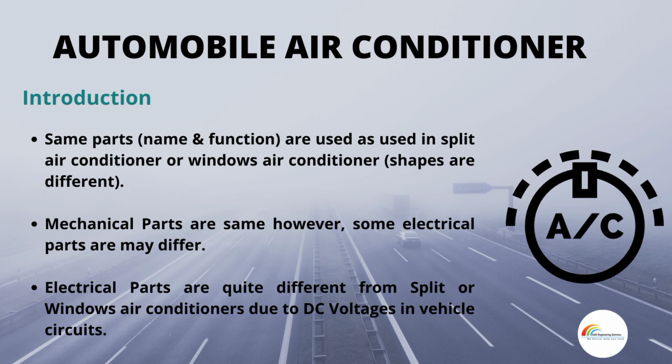Mechanical parts are the same, however, electrical parts differ. Electrical parts are quite different from a split or window AC air conditioner due to DC voltage, because window AC and split AC use alternating current or AC voltages, but in the car or automobile there is DC voltage, that is 12 volt, 24 volt, whatever the wiring of that particular vehicle is.